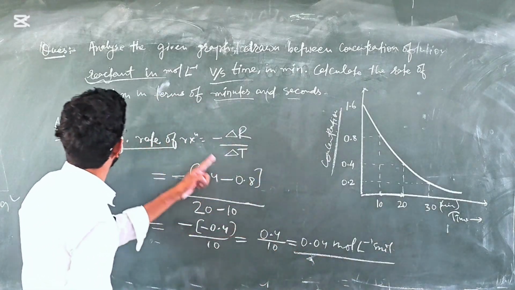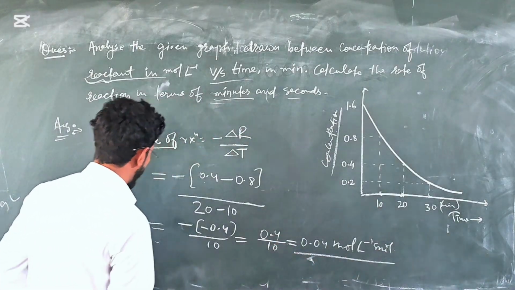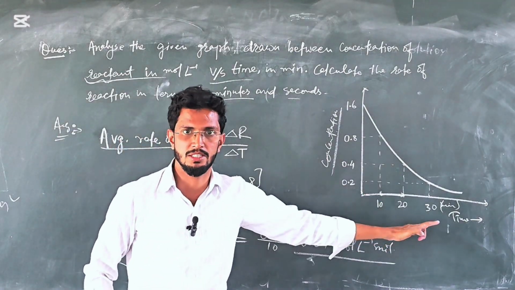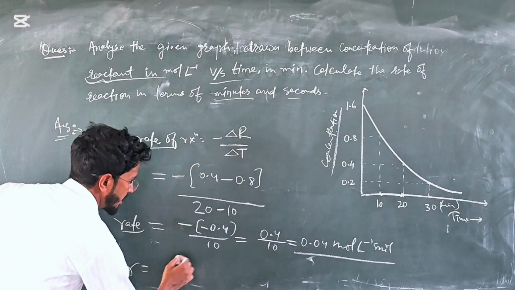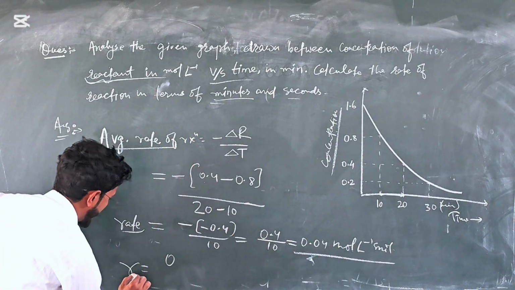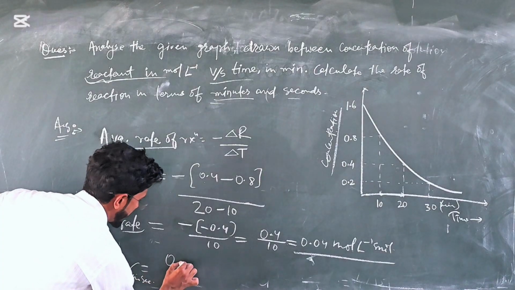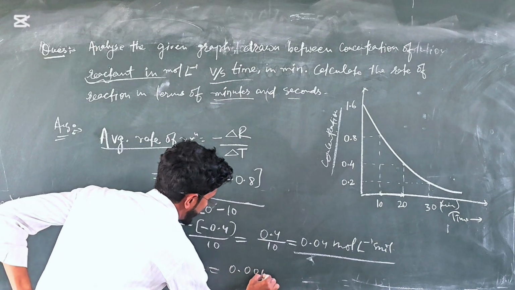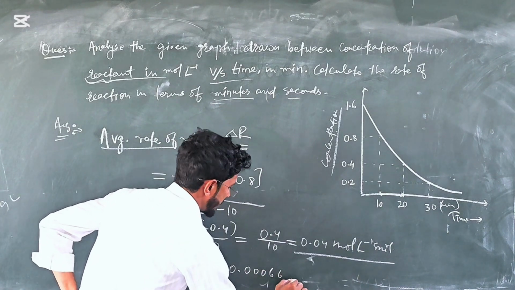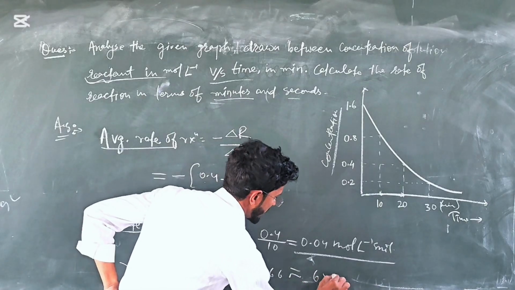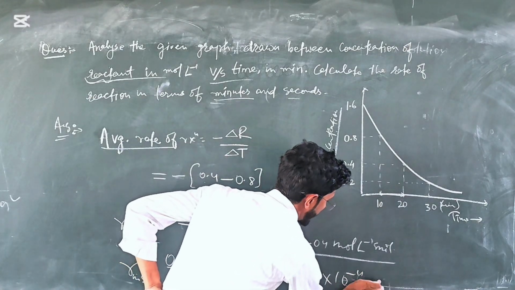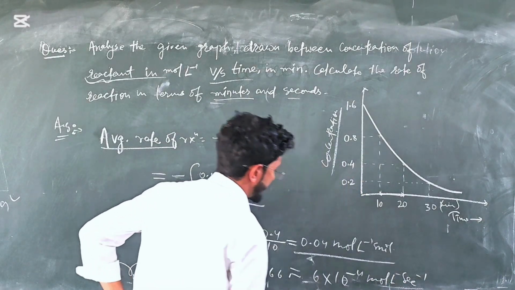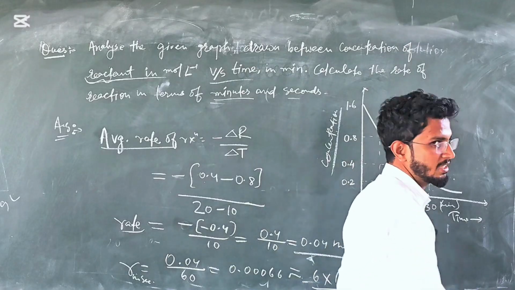Now, the first answer is this, in terms of minute. In terms of second, if we convert minute into second, we simply divide this value by 60. So in second it is 0.04 upon 60, that value becomes 0.00066, approximately equal to 6 into 10 to the power minus 4 mole liter inverse second inverse. Okay, hope you got the answer. This is in terms of second, and this is in terms of minute.